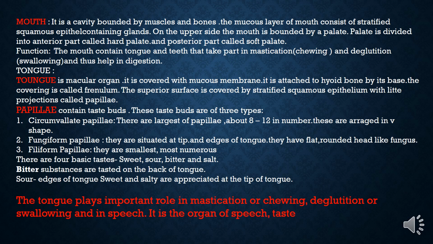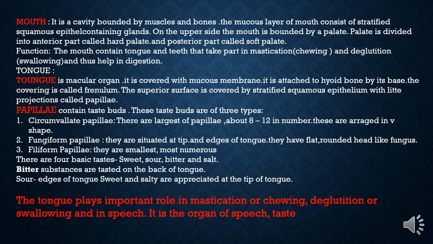What are the functions? The mouth contains the tongue and teeth, we all know, and they take part in mastication, the chewing, and deglutition, or swallowing, and thus help in digestion. Tongue. What is the tongue? The tongue is a muscular organ. It has muscle, it doesn't have bone. It is covered with mucous membrane. It is attached to the hard bone by its base. The covering is called the frenulum. The superior surface is covered by stratified squamous epithelium with little projections called papillae.